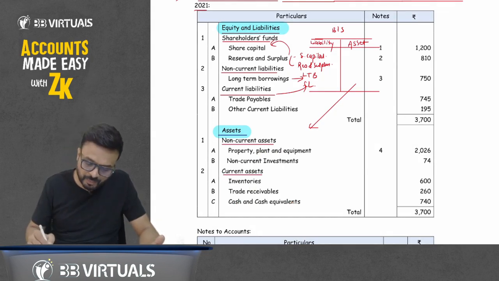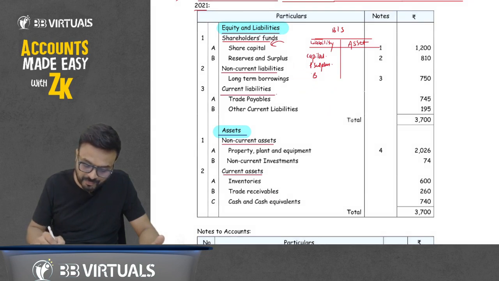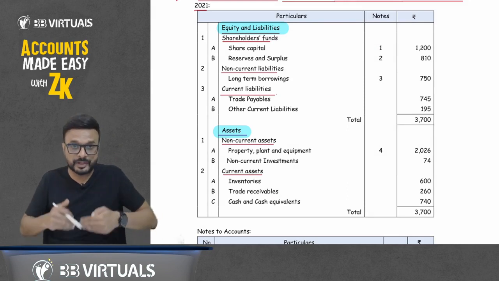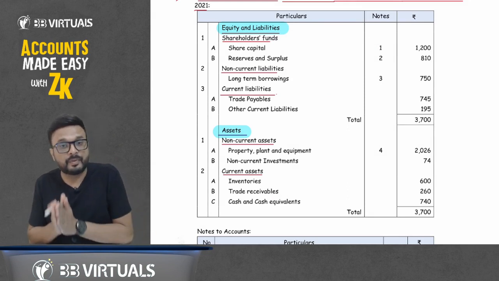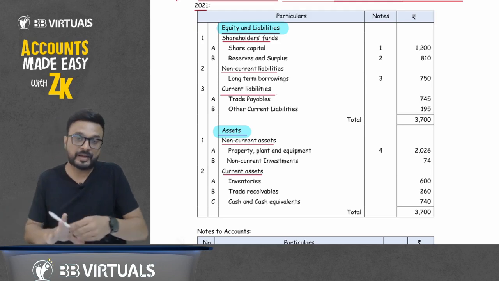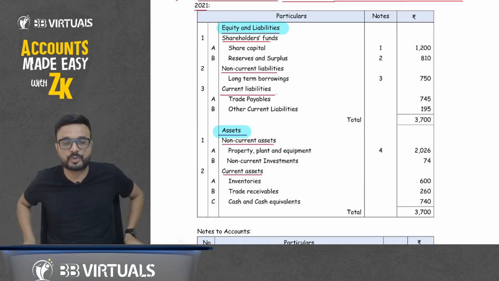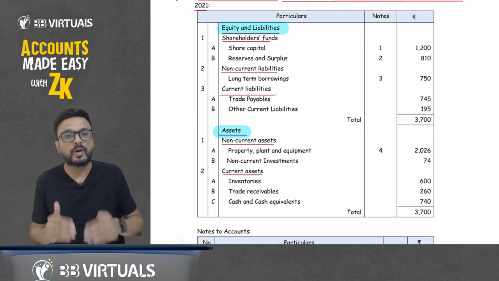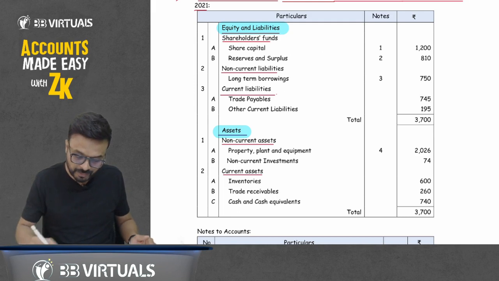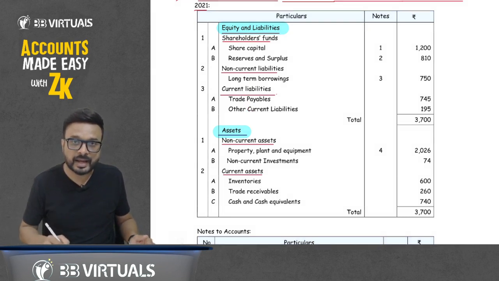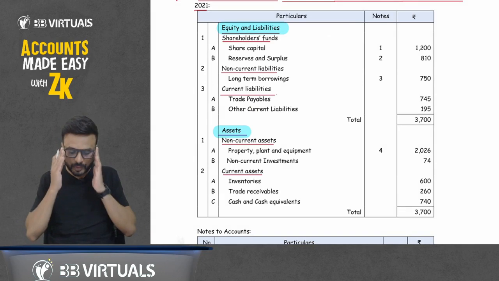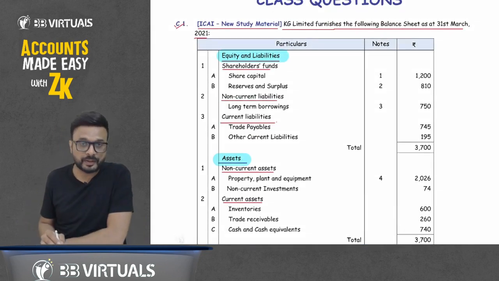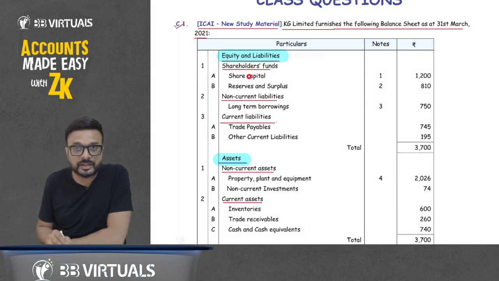So there is a different way of presenting the balance sheet. But a detailed discussion of Schedule 3 we will do in the next chapter, the financial statement of a company. For this chapter you just have to know that this is the format of a company's financial statement. First they write liabilities, equity and liabilities, and then assets. Here they've given the balance sheet before the buyback. So shareholders' fund, share capital, note 1.